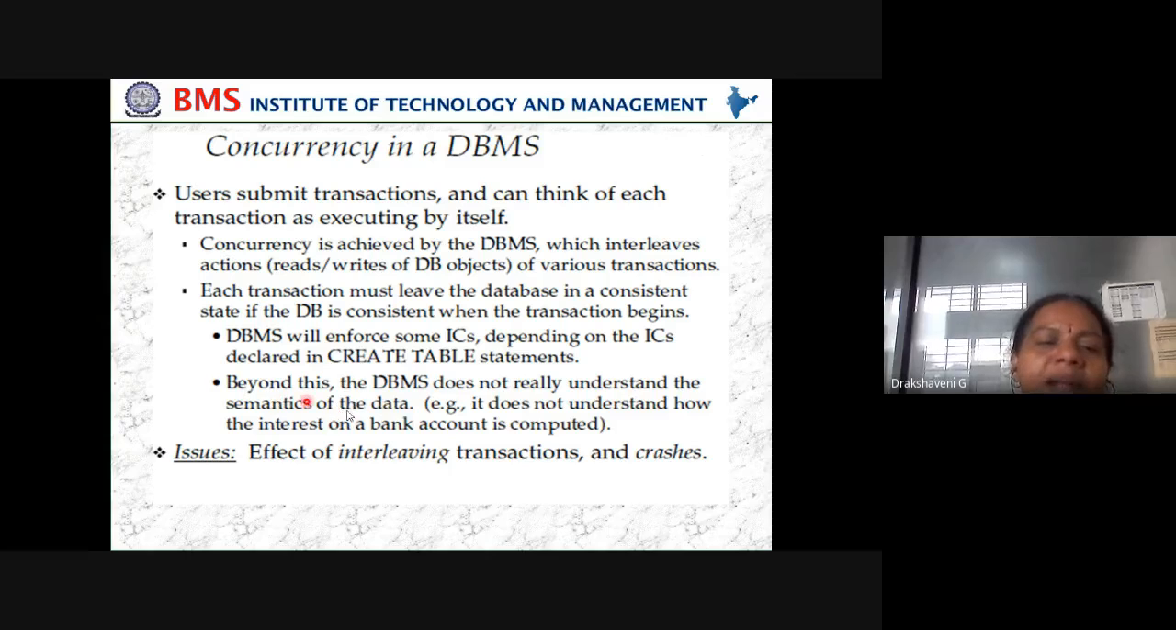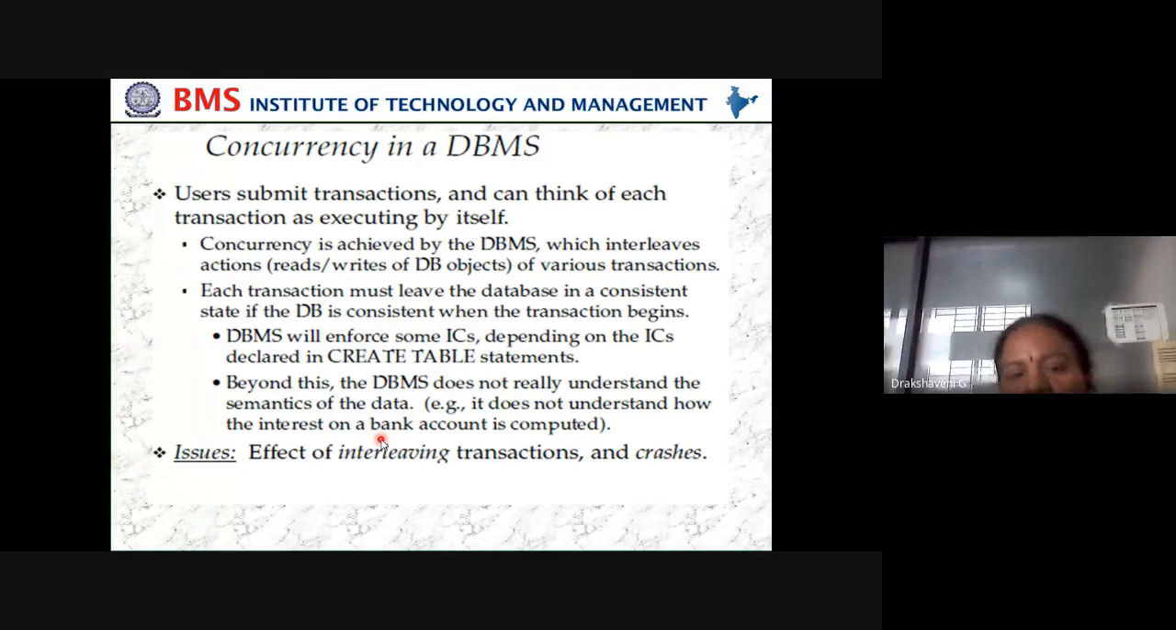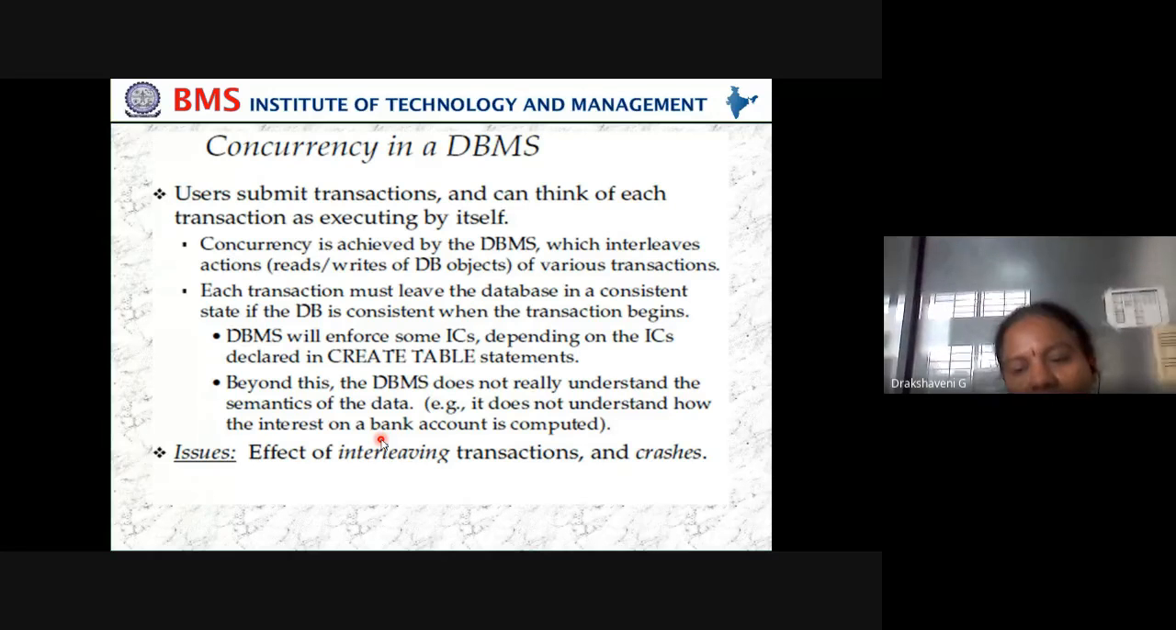So the semantics of the data will not be understood by any database, but humans have to make the changes. Similarly, the interest of the bank account is computed by a banking employee, not the system or the database. In the same way, the issues with respect to databases today are the effect of interleaving transactions and crashes.